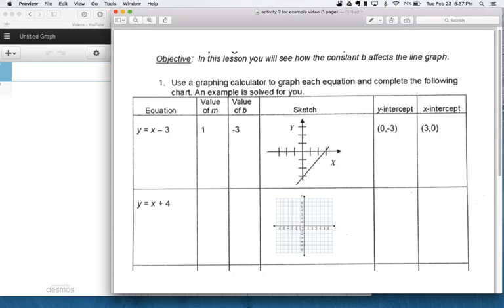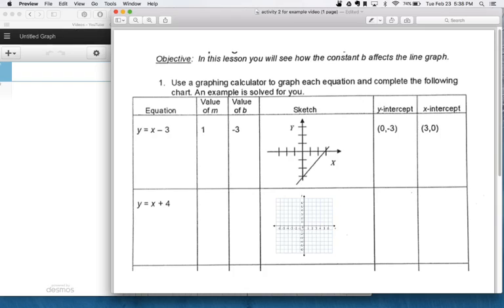Our objective here is the lesson. You will see how the constant b affects the line graph. So the last activity we had y equals mx. Now we have y equals mx plus b, and we've got to see, what does that b even do? And you will figure it out by the end of this. All right, so we're going to use a graphing calculator to graph each equation.